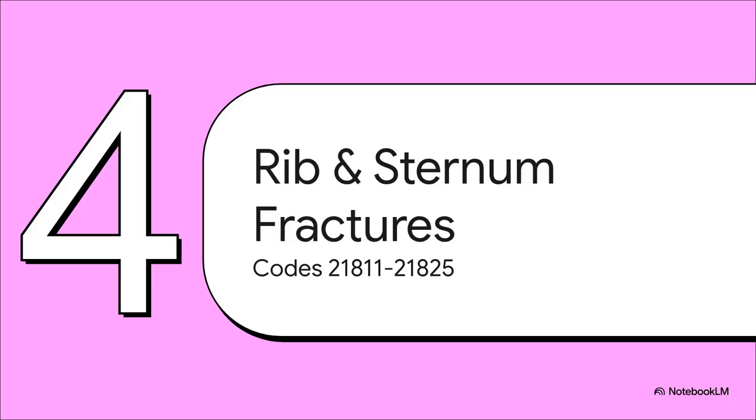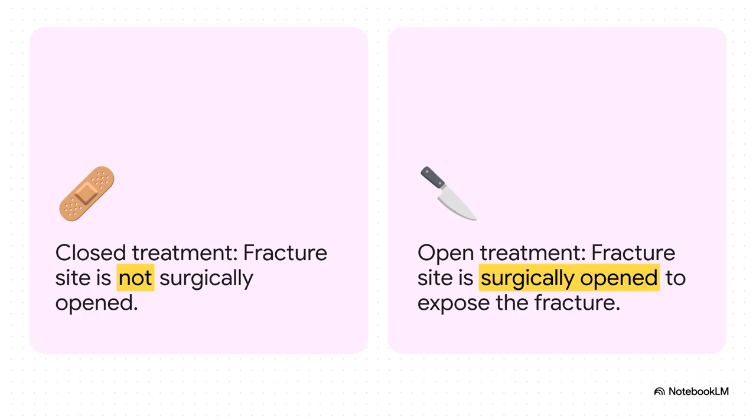Okay, moving to Section 4, Rib and Sternum Fractures, codes 21811 to 21825. We have officially reached the skeletal level. The number one rule of fracture coding here is knowing the difference between closed and open treatment. And remember, these terms describe the treatment, not the actual injury. Closed treatment means the doctor did not slice the patient open to fix the bone. They might have just wrapped it, applied binding, or used a brace on the outside.